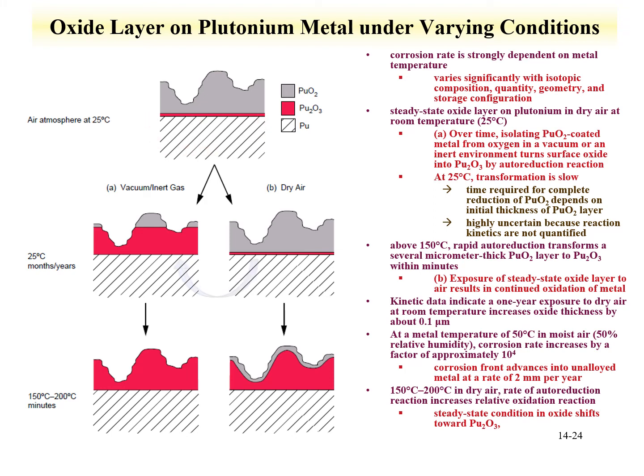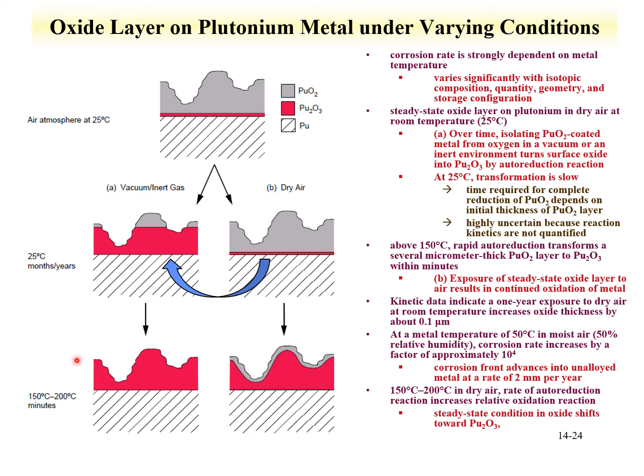If the atmosphere is varied, and we have either inert gas or dry air, what we see at 25 degrees over a long period of time is an increase of the growth of this Pu2O3 layer. Under dry air, it's a very thin layer. However, under the inert atmosphere, this layer can grow into a rather large layer.